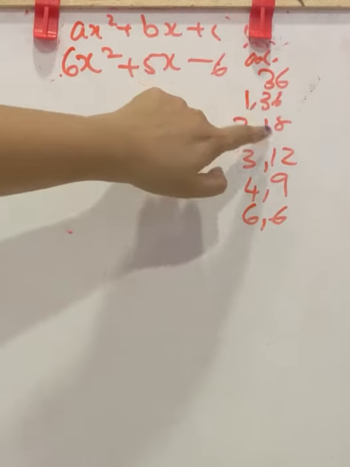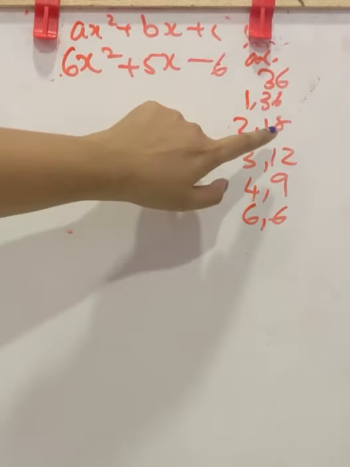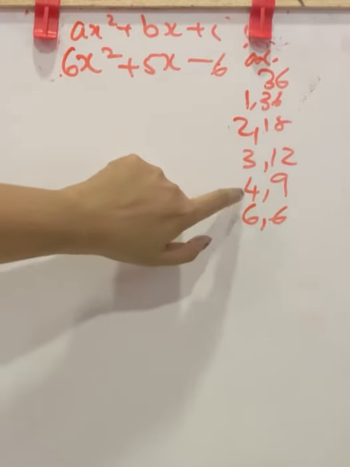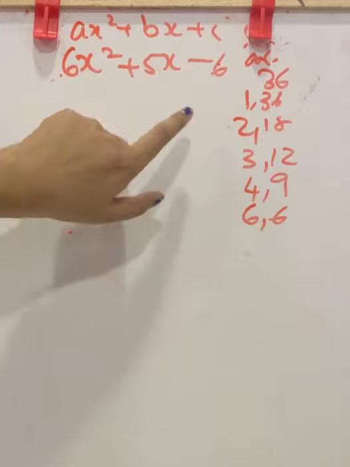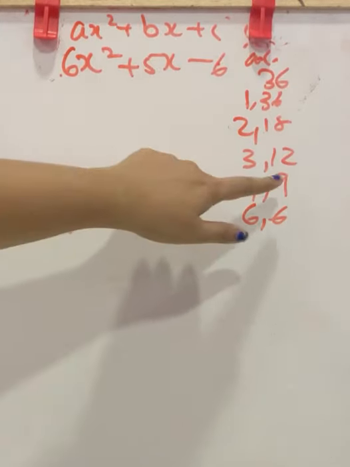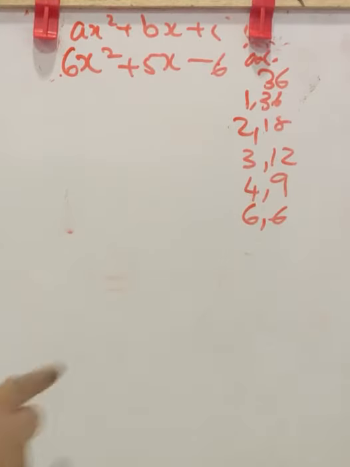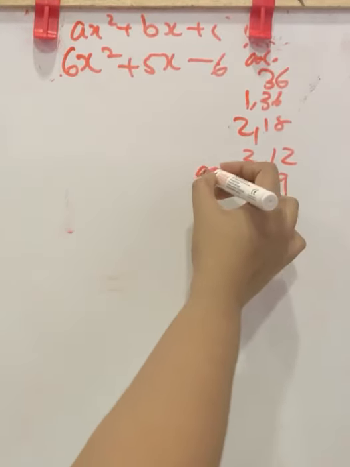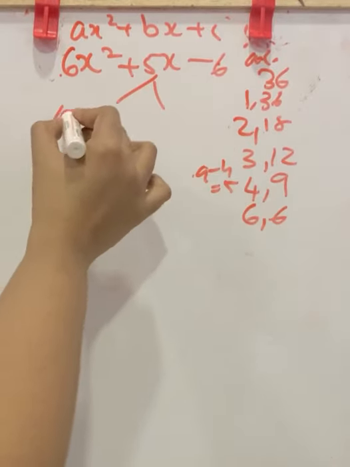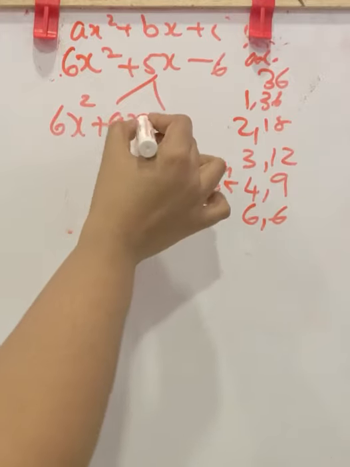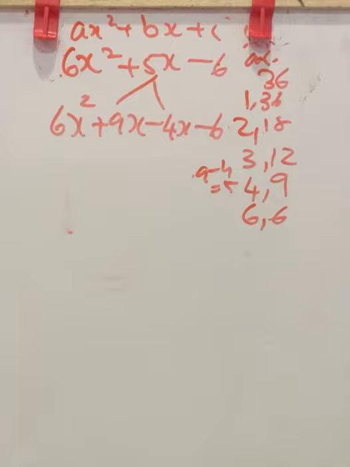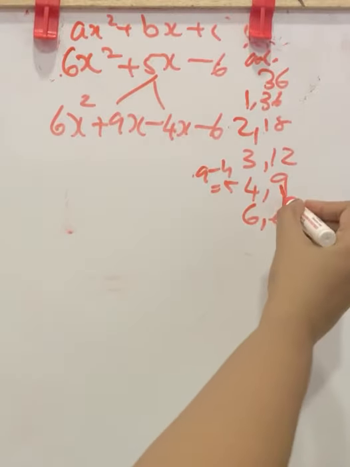With 1 and 36 you can't get 5. 2 and 18 also you can't get 5. 3 and 12 you can't get 5. 4 and 9 you can get 5. That is 9x minus 4x is 5x, right? 9 minus 4 is 5. So here you have to write it as 9x minus 4x. So 6x square plus 9x minus 4x is 5x, minus 6. Now this is the pair.